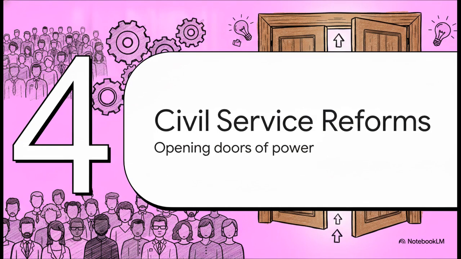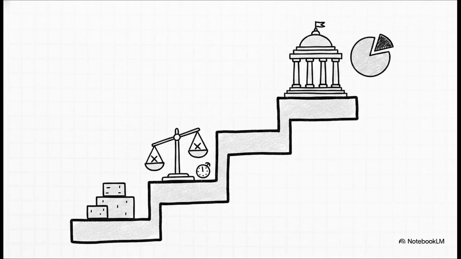Next up is Section 4, Reforming the Civil Service. Because, let's face it, a government is absolutely nothing without the people who run it. Over the decades, we see this progressive stepladder of Indian inclusion. A very slow, often reluctant opening of the doors of power.